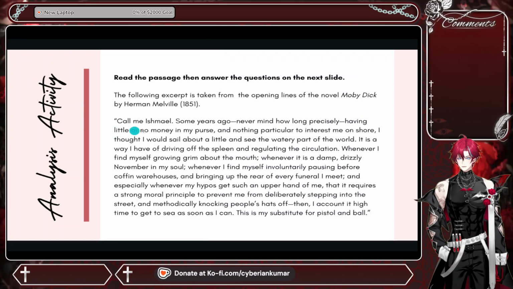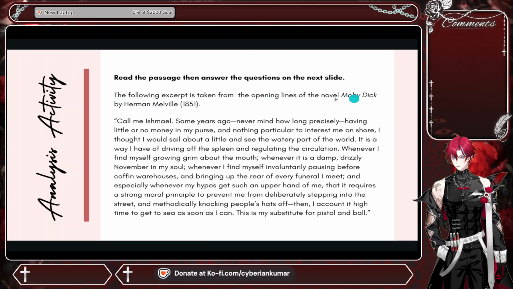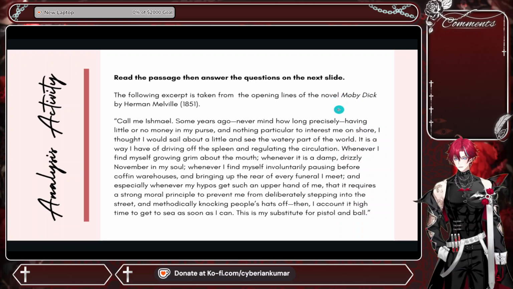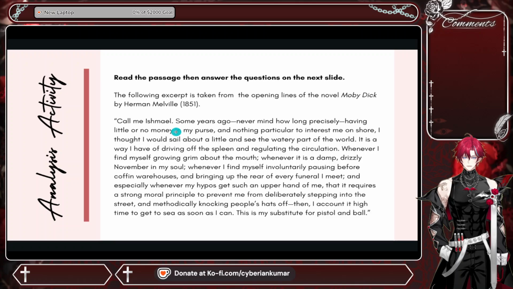This is the passage which you have to read, right? You can pause the video and read this passage. Here is an excerpt from Moby Dick. This is a very old book, written in 1851, and this is an excerpt from there. Try to answer the questions after reading this passage. I will read it for you.